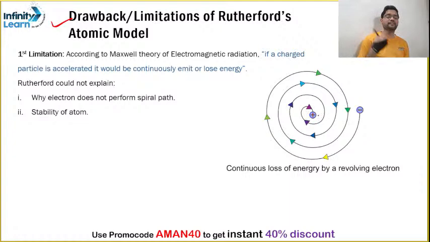Why? Because as it is accelerated around the circle, it will continuously keep losing energy, and since it keeps losing energy, instead of a circular path, it will keep having a spiral path. And since it is forming a spiral path, a time will come when this negative charge will drop into the nucleus, and hence the atom will be unstable. So can you explain why this theory is not applicable to your model, or what is the exact phenomenon? Rutherford does not have the answer for it.